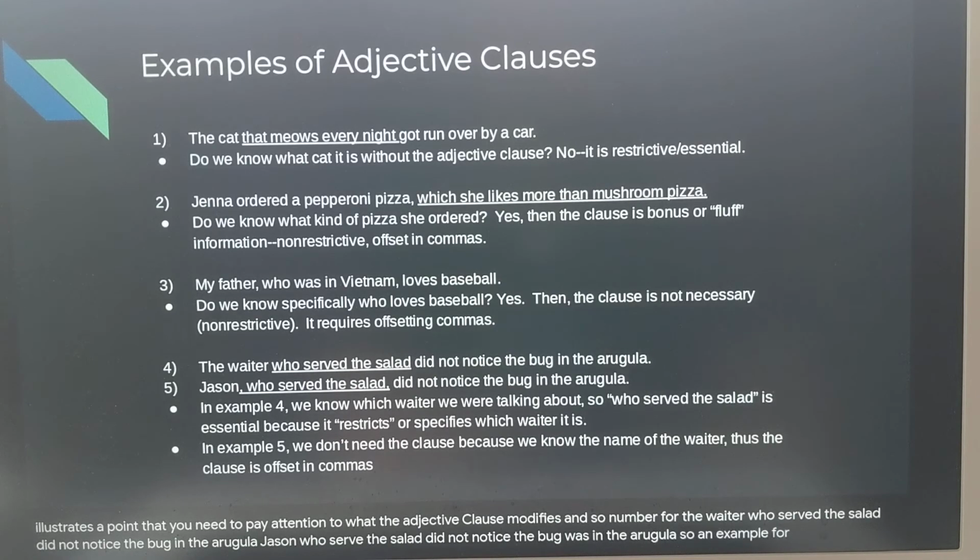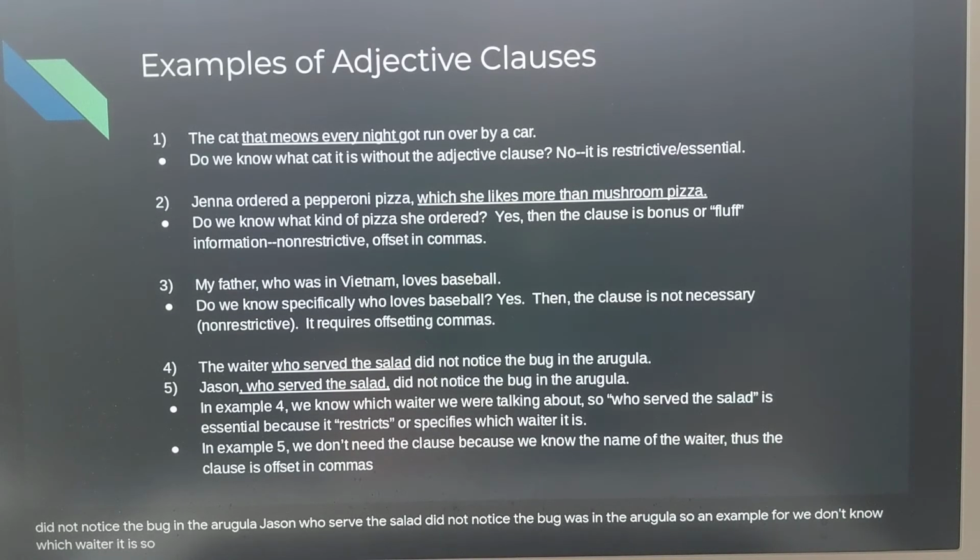So, in example 4, we don't know which waiter it is. So the fact that we have who served the salad specifies or restricts which waiter it is. It wasn't the waiter who served the wine. It wasn't the waiter who served the ribs.